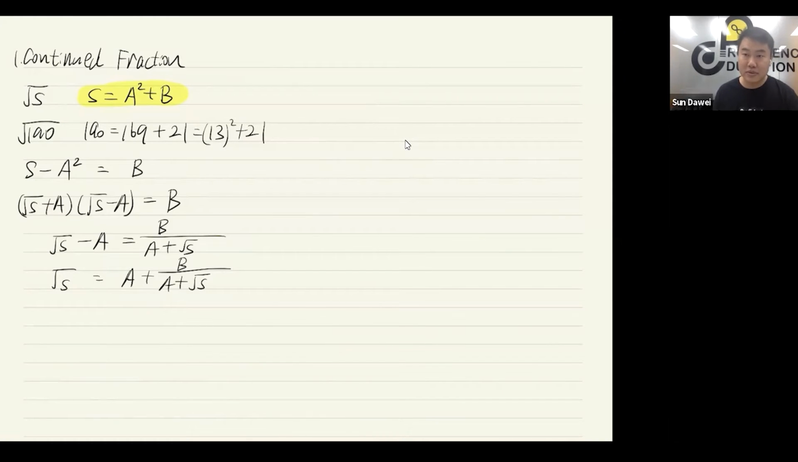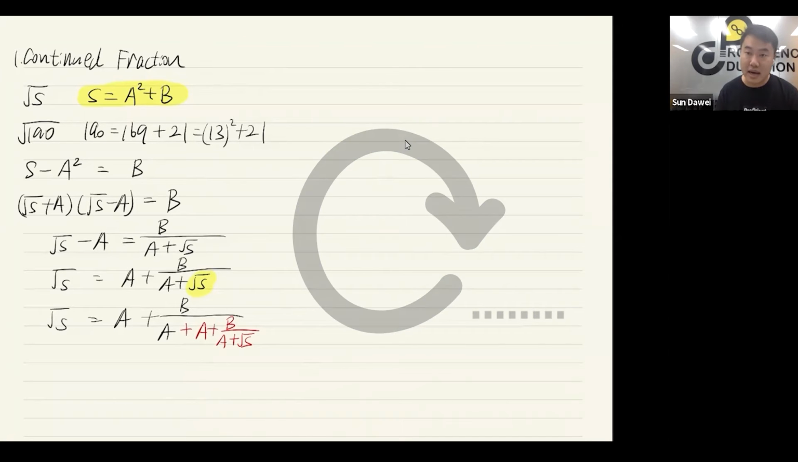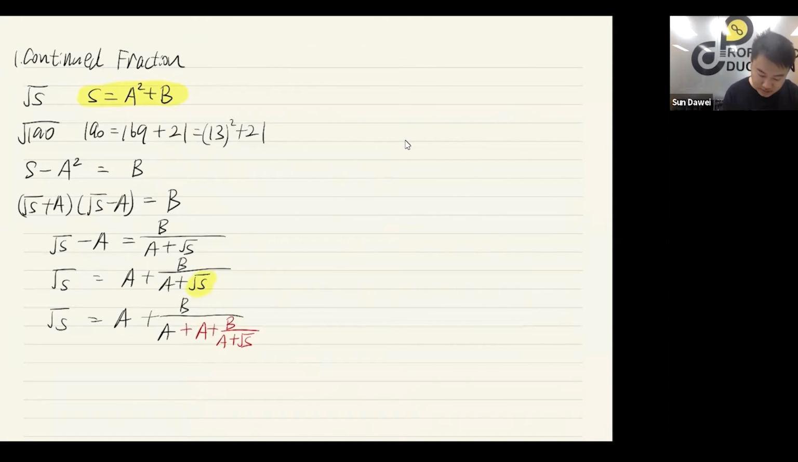Now, we are able to see root s appear again in the denominator. So here, root s is the original equation, which means we can sub it back in again. I'm going to use a red pen to represent the new thing I sub in, which is a plus b over a plus root s again. By repeating this process forever, we are able to get our desired expression, something like that. So let's simplify the a plus a into 2a, and b over 2a plus dot dot dot.